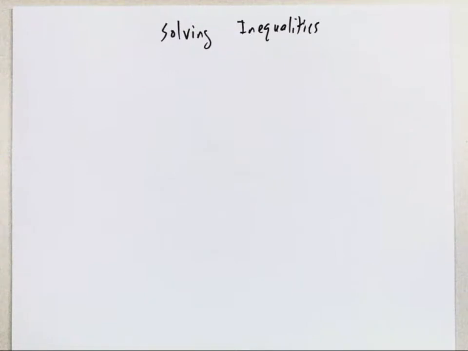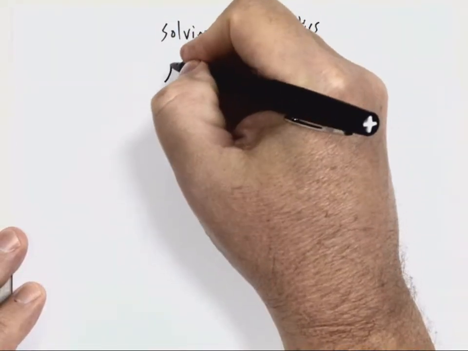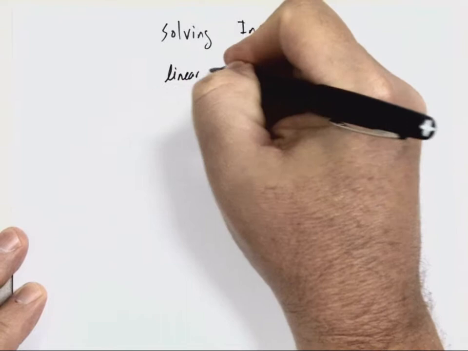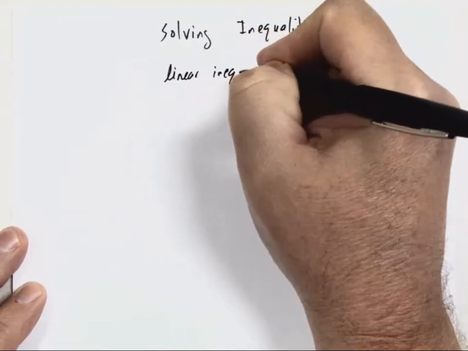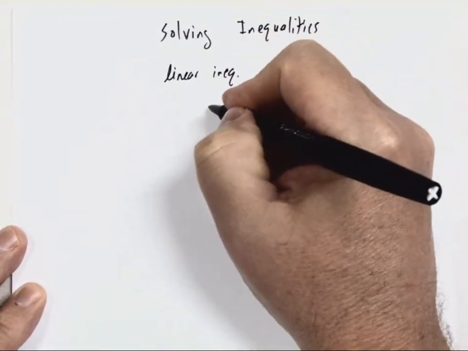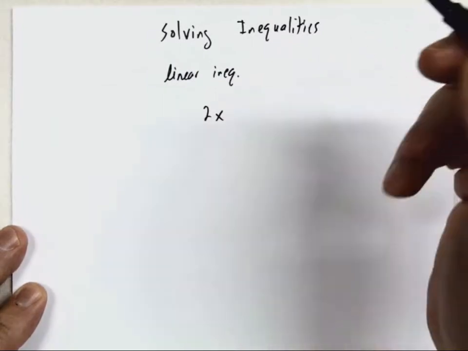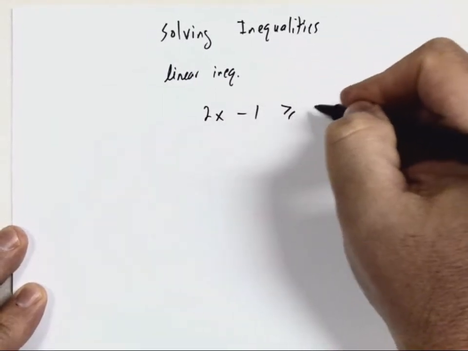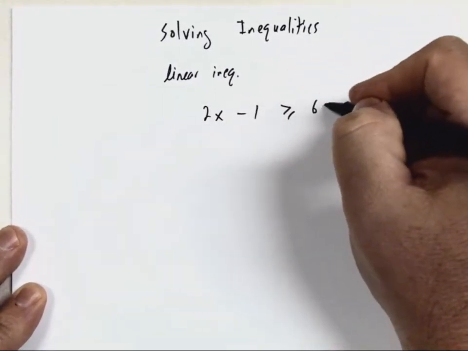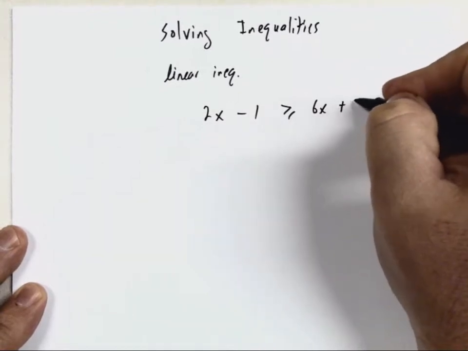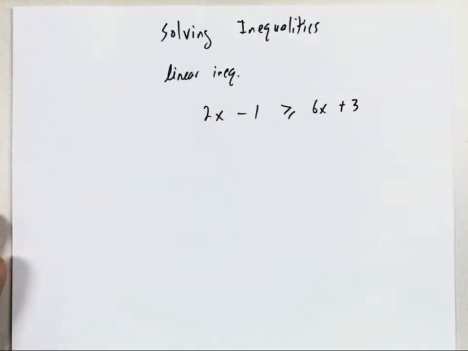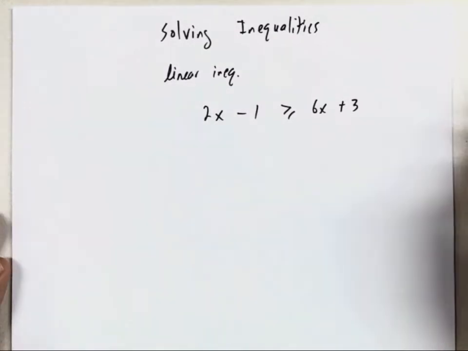Solving inequalities. We've already covered solving linear inequalities, and that's where you don't have any exponents, no exponents on the variables. Sort of like a linear equation, except in this case it's a linear inequality.